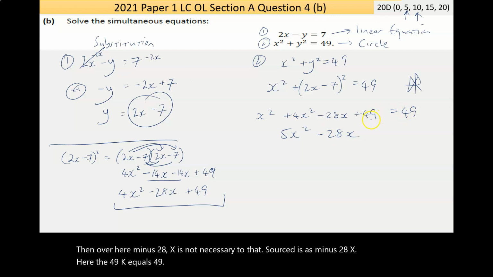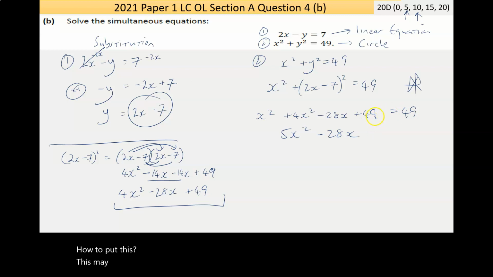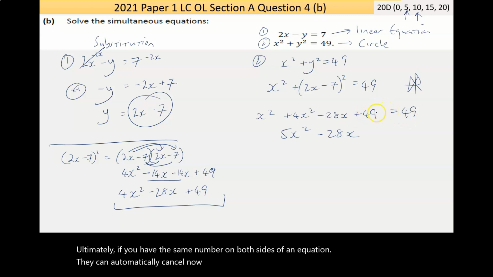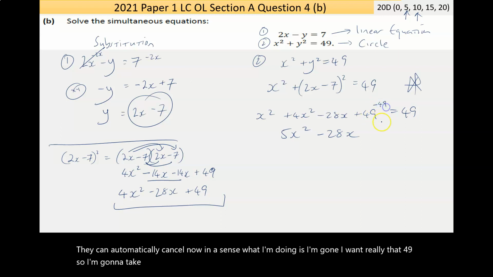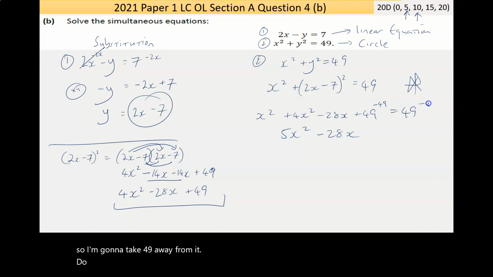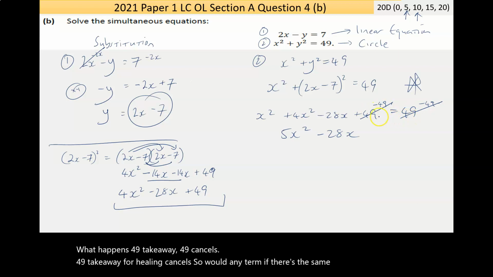How do I put this? This may be a bit advanced, but ultimately, if you have the same number on both sides of an equation, they can automatically cancel. Now, in a sense, what I'm doing is I want rid of that 49. So I'm going to take 49 away from it. Do it to one side, you must do it to both. So what happens? 49 take away 49 cancels. 49 take away 49 cancels. So with any term, if there's the same term on both sides, just get rid of them. You can do that without even thinking.